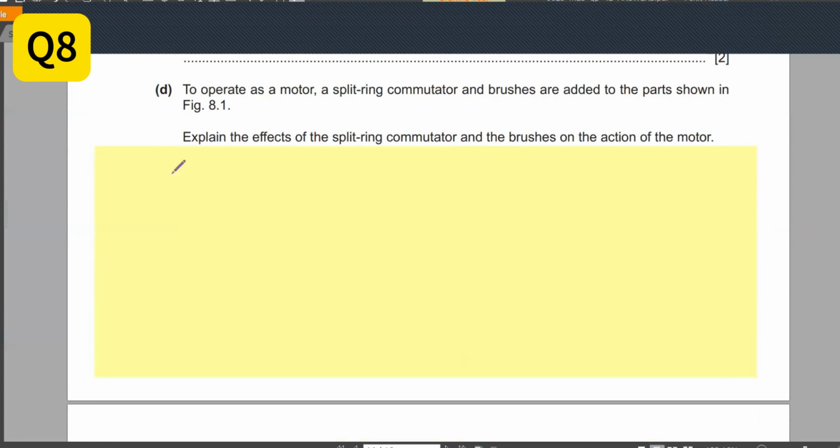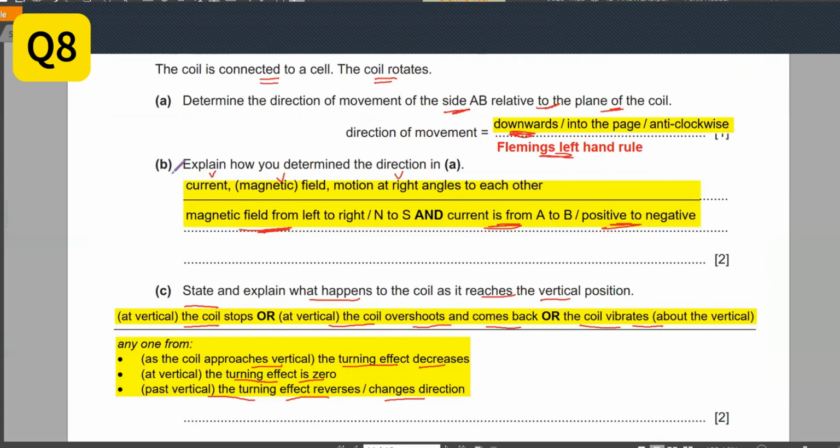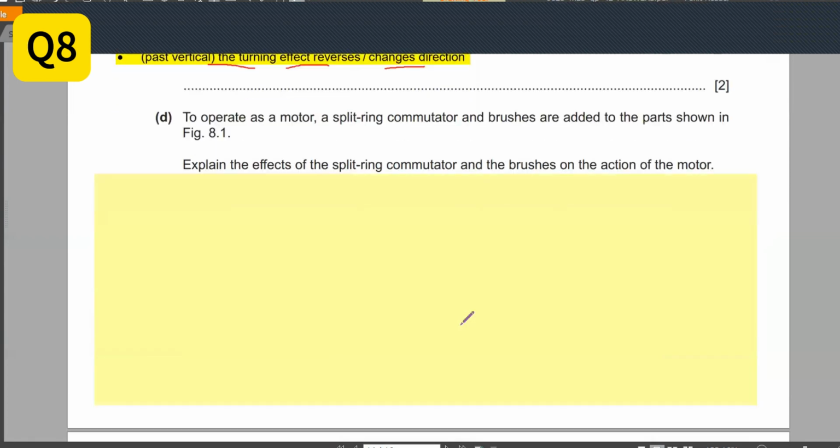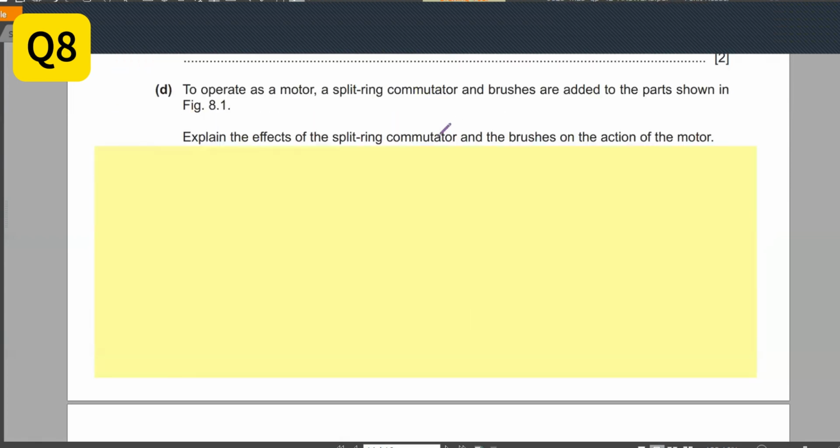If we want the coil to keep moving, for example, in the clockwise direction, we don't want it to go back and forth. We don't want it to overshoot and come back. We can put in the split ring commutator. The split ring commutator.